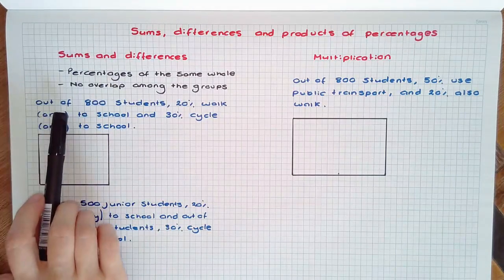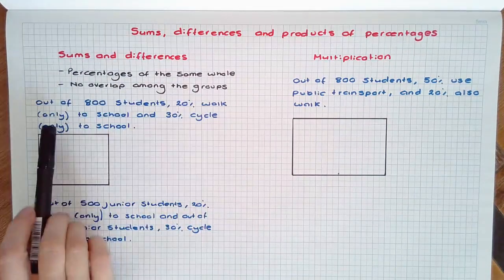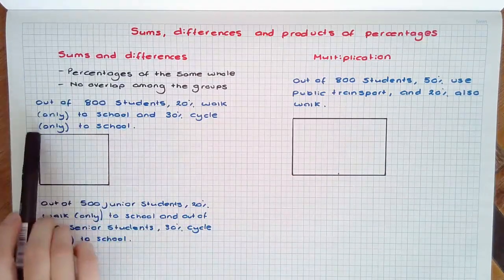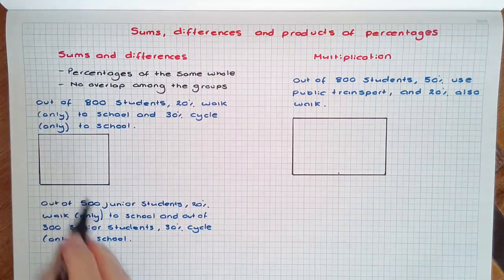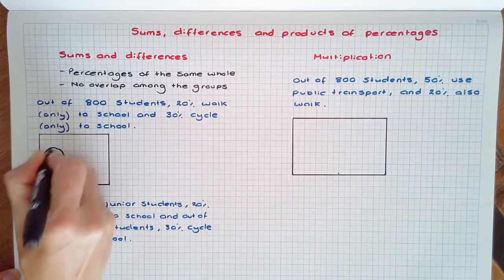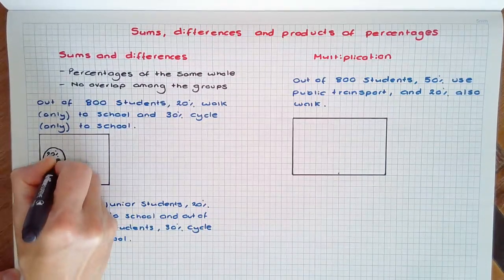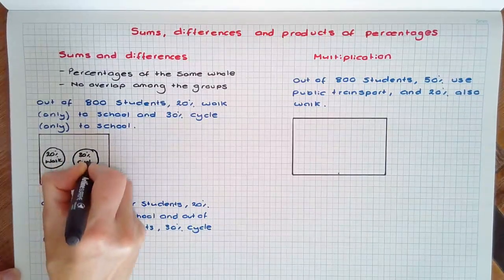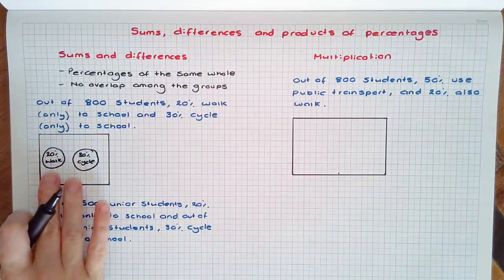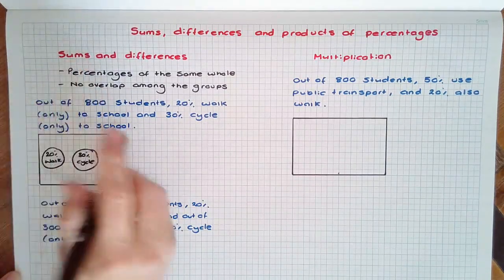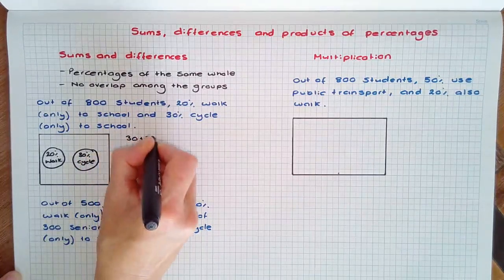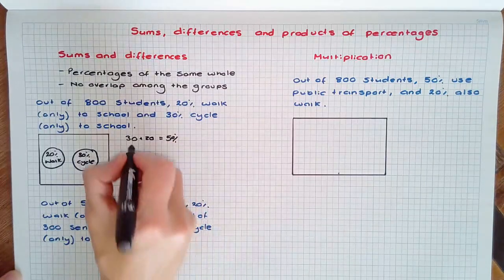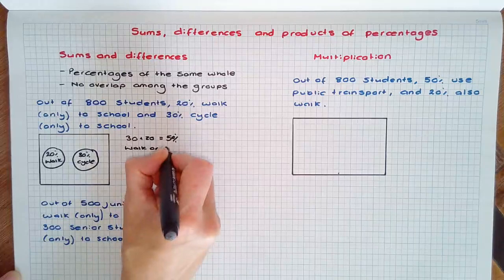Example 1. Out of 800 students, 20% walk only to school and 30% cycle only to school. If this box represents all 800 students, the 20% that walk would be represented here, and the 30% that cycle could be represented here, showing that there's no overlap. We can say that the sum, 30 plus 20, 50% of students walk or ride to school.